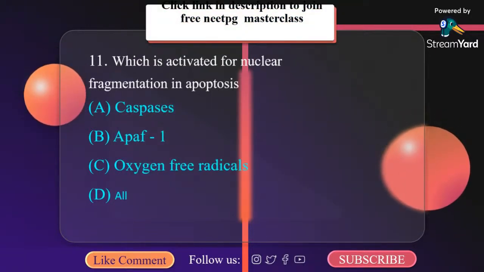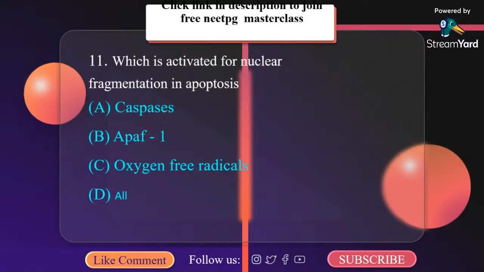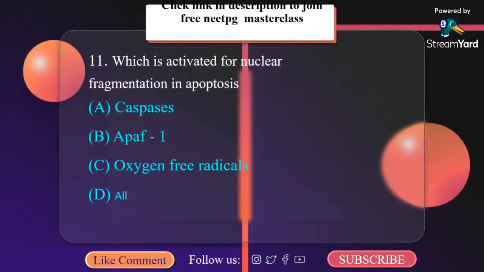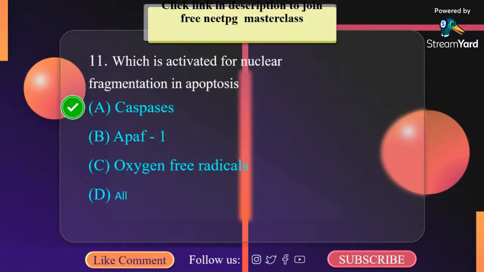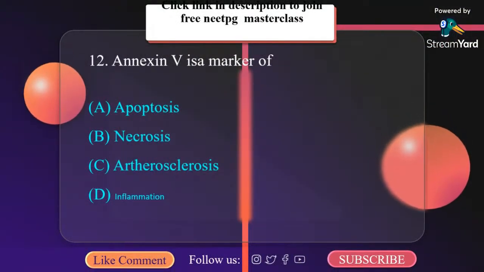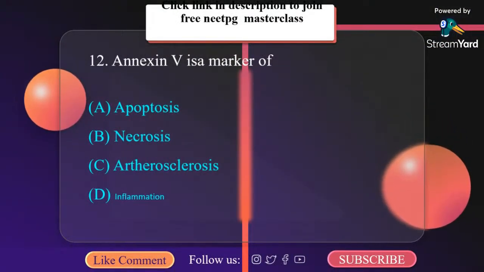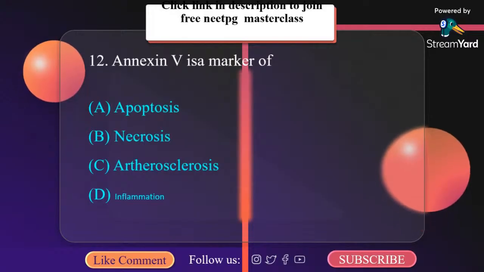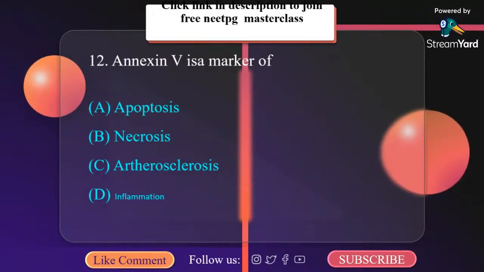Which is activated for nuclear fragmentation in apoptosis? A. Caspases, B. APAF1, C. Oxygen free radical, D. All. It is A. Caspases. Annexin V is a marker of A. Apoptosis.